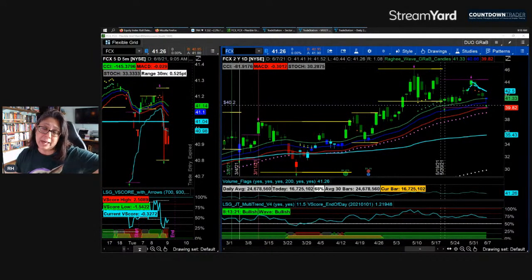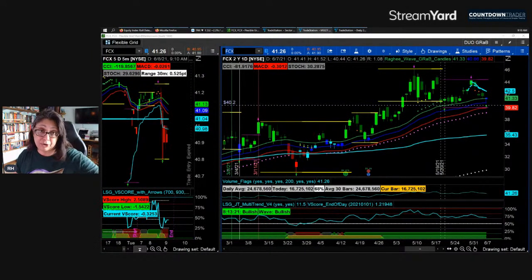Not sensitive to real yields. It's more sensitive to the reflation trade. The reflation trade is what's propelling some of these metals higher. So good eye on that copper play.